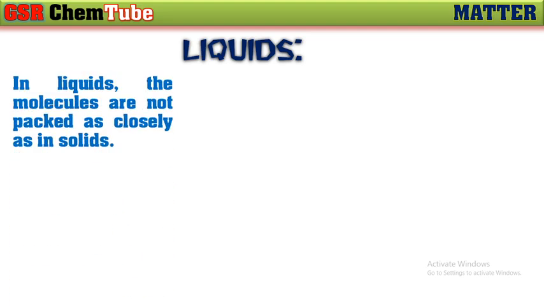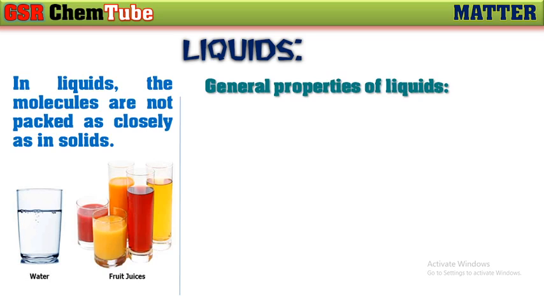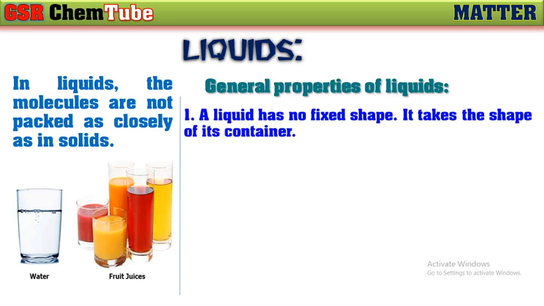Now let us say about liquids. In liquids, the molecules are not packed as closely as in solids. For example, here some examples for liquids are mentioned: water, juices, milk, oil, petrol. These all come under examples of liquids. Now let us see the general properties of liquids.